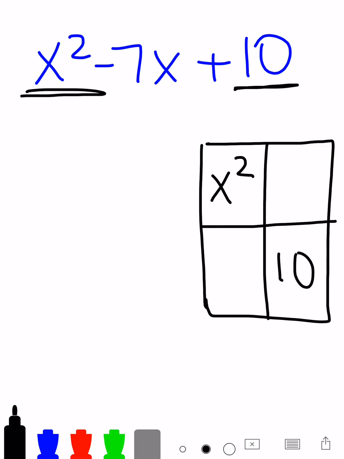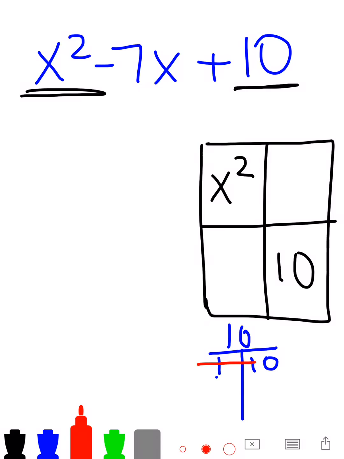Now from there, we have to find the factors of 10. So we're going to make a T-chart, and we're going to start with number 1. What times 1 will give us 10? Well, 1 times 10 gives us 10. Now let's check it for the middle number. 1 plus 10 will give us 11. That's not 7. 10 minus 1 will give us 9. That's not 7. So 1 and 10 cannot be the factors that we need.